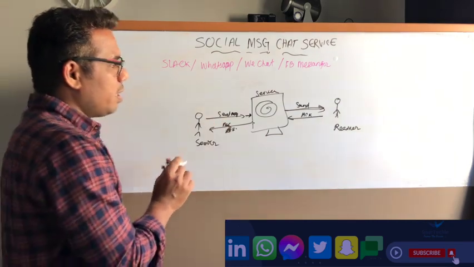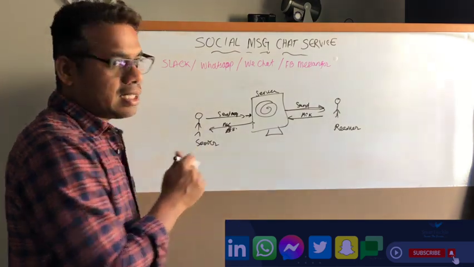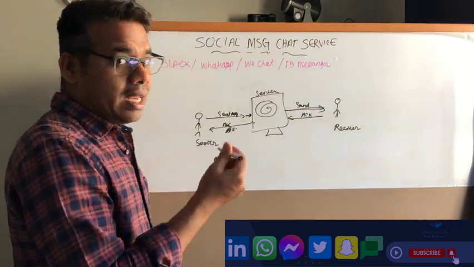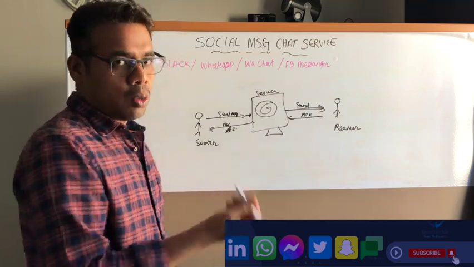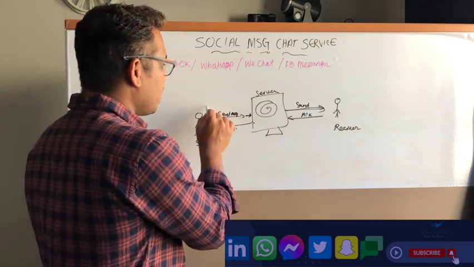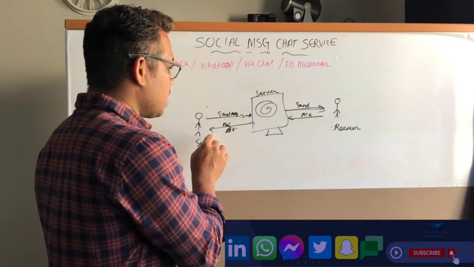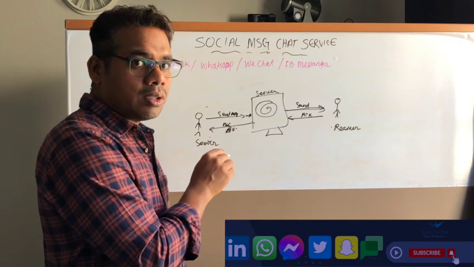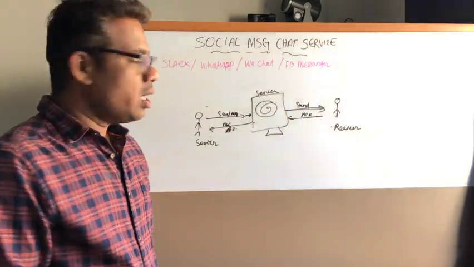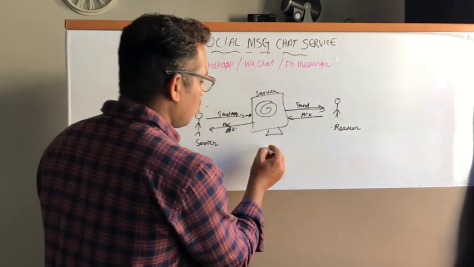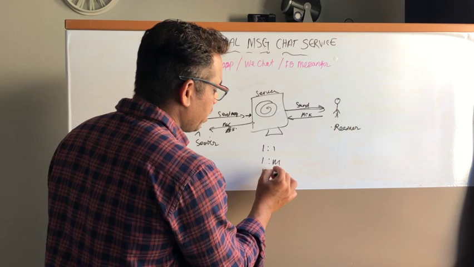So how many users would be there in a chat service? It cannot be one, right? It has to be more than one, either two or more, right? So one can send a message to another person, or one user can send a message to a group of people, right? So that's where it is called one to one, or one to many, or many to many, right?